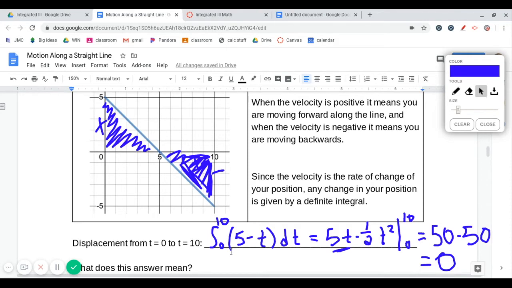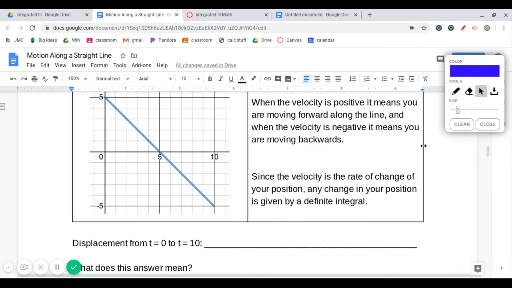What does this answer mean? That means we are back at our starting point. So we traveled out for 5 seconds and then back in for 5 seconds and are back where we started. That's what a displacement of 0 means. If you have a negative displacement, that means if we're going for a jog, starting at home, we go out, we go back in, and we travel backwards a little bit more. So a negative displacement means we traveled backwards from our house a little bit extra. So we ran extra.